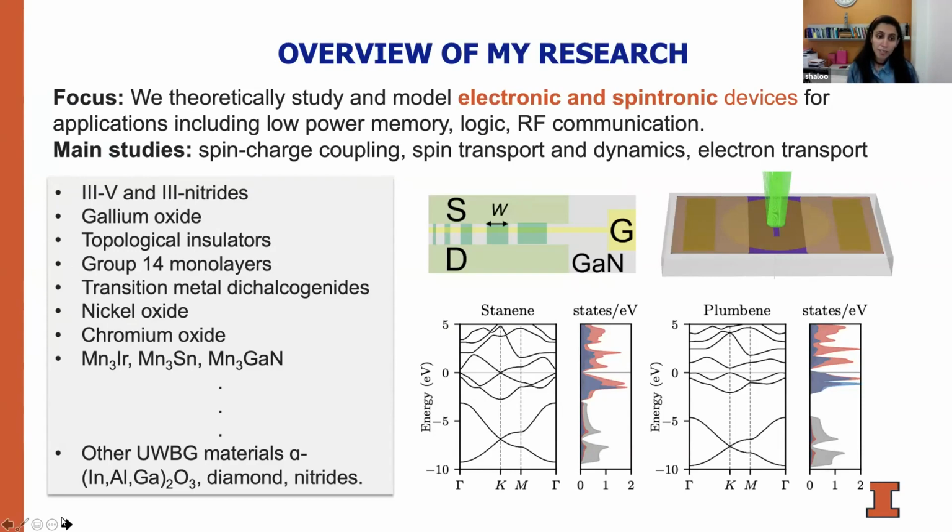I've looked into III-V and III-nitrides and gallium oxide for high electron mobility transistors, as well as photoconductive switching, both for RF as well as high power electronics. I'm hoping that very soon I'll be able to work on other ultra wide bandgap materials listed over here, which are alpha indium aluminum gallium oxide, diamond, and hopefully aluminum-rich nitrides. We've also looked into spin-charge coupling in topological insulators and 2D materials. But more recently, my work has focused on antiferromagnets, nickel oxide and chromium oxide, which are insulators. My talk today focuses on chromium oxide.